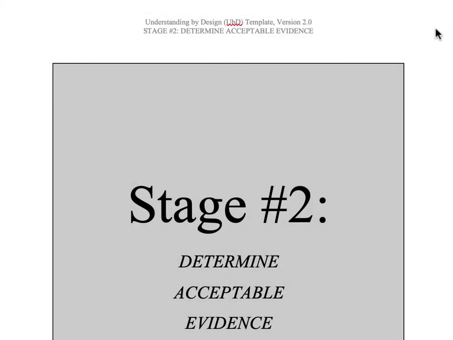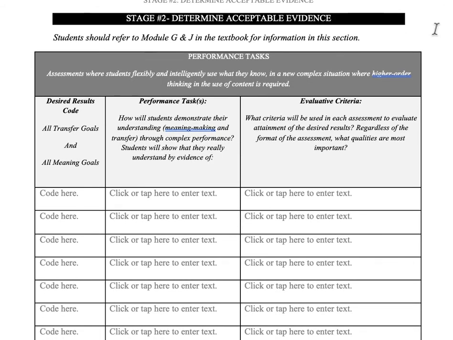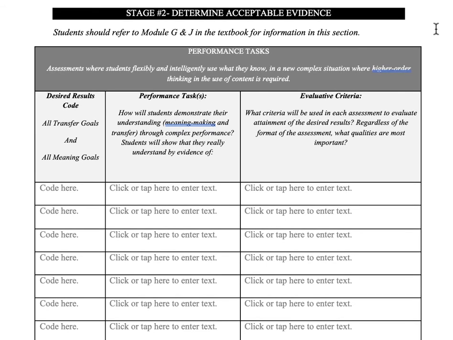Stage number 2 of UbD is all about determining acceptable evidence, or in other words, developing the assessments that will prove that your students have mastered the content. The first section in stage number 2 is performance tasks.